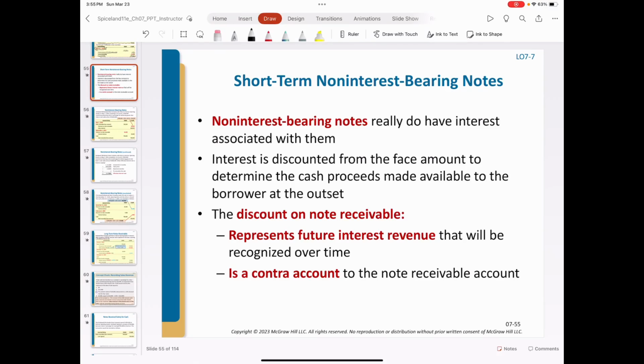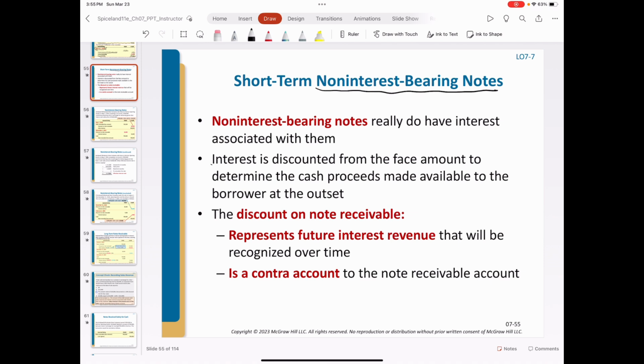The prior example is an interest-bearing note. It has an explicit interest rate on the note. There's another one, we called it non-interest-bearing notes. Non-interest-bearing note now means there's no interest for this note. Okay, it just doesn't specify the interest rate. It does not mean there's no interest.